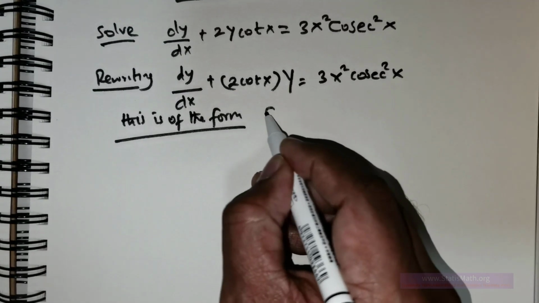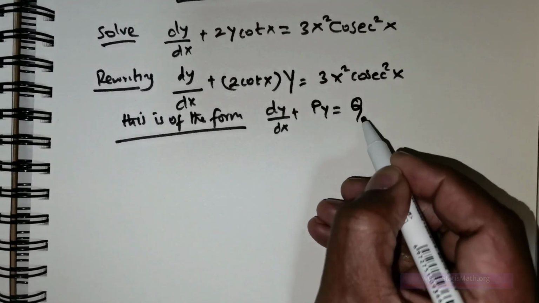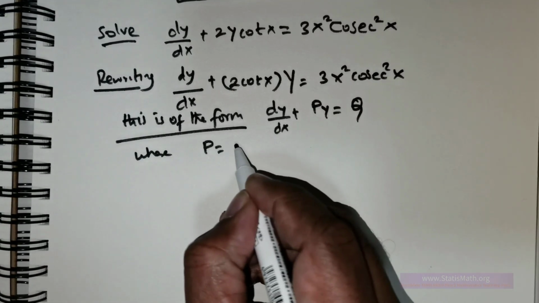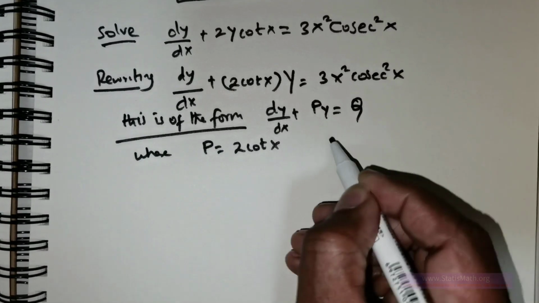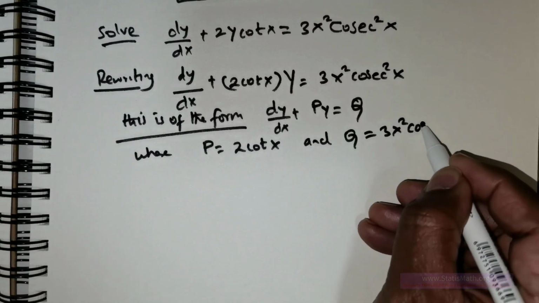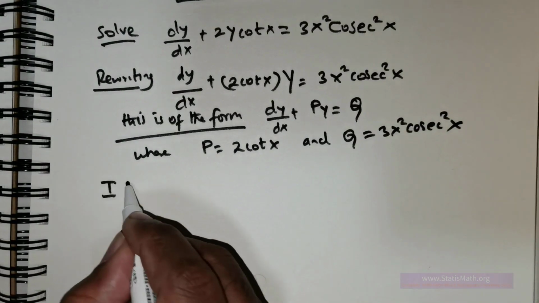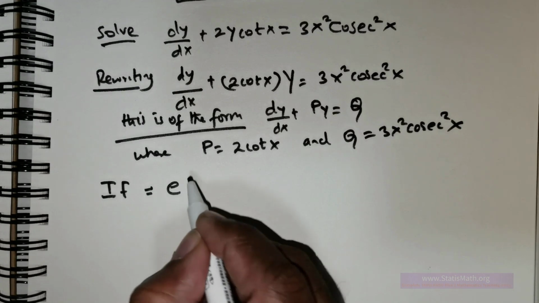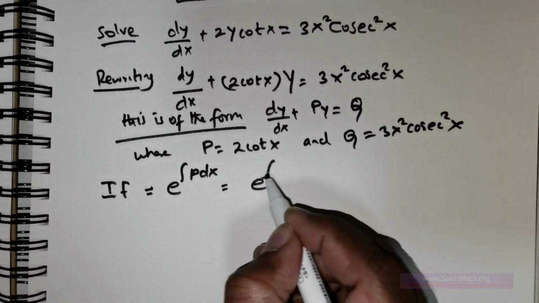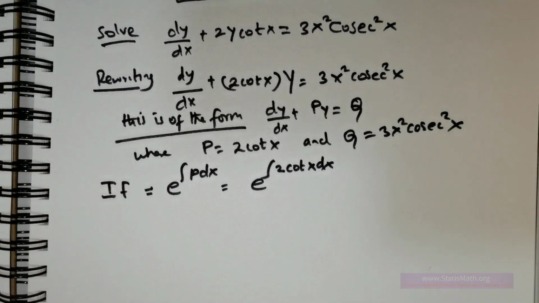So what is this form? This is of the form dy/dx + p·y = q, where my p is equal to 2 cot x and my q is 3x² cosec² x. So the integrating factor is e raised to the power integral p dx, which is e raised to the power integral 2 cot x dx.